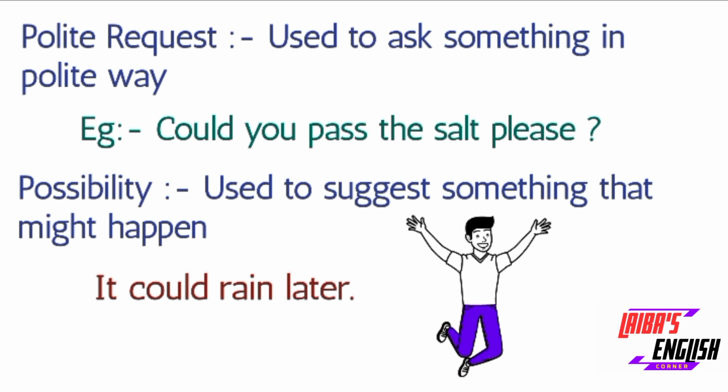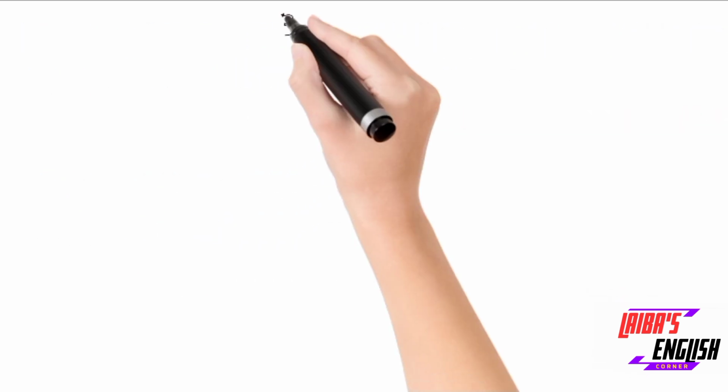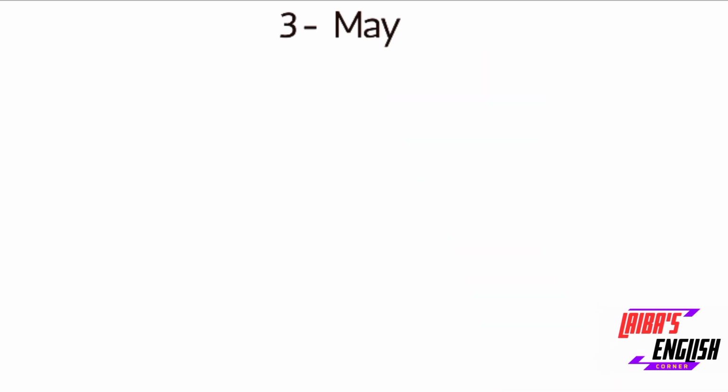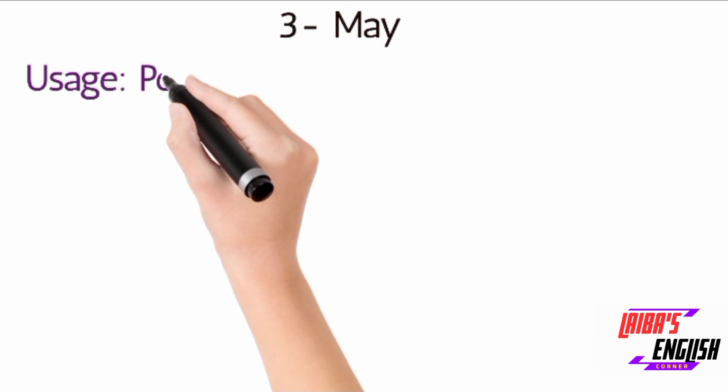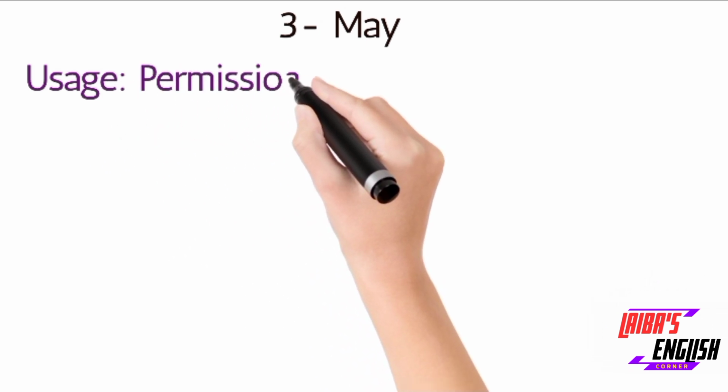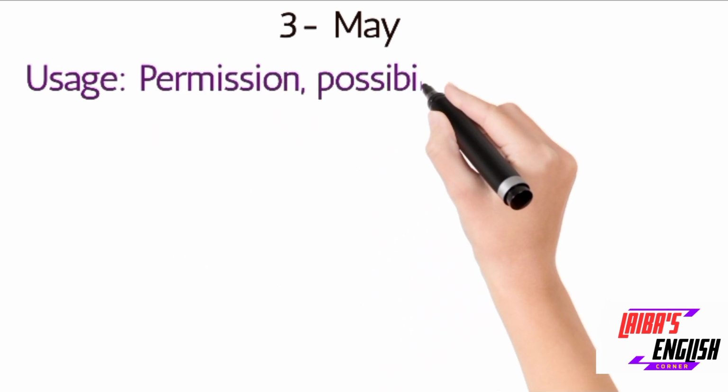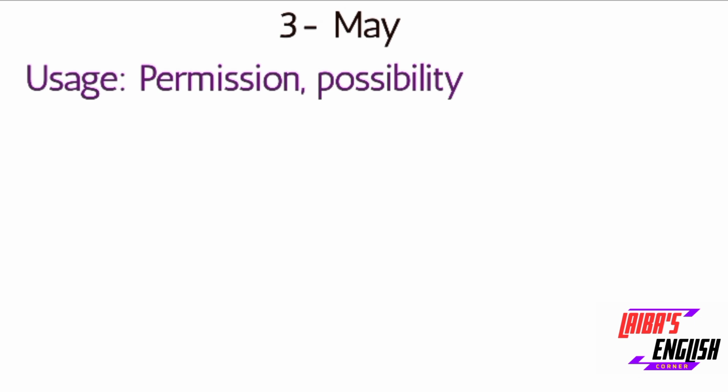Now we are done with two modal verbs: one is can and second is could. Now we are moving toward the third modal verb, which is may. First of all, we will see the usage of may, then we will use may in multiple examples to make our concept even clearer. So the usage of may is in permissions and in possibility.